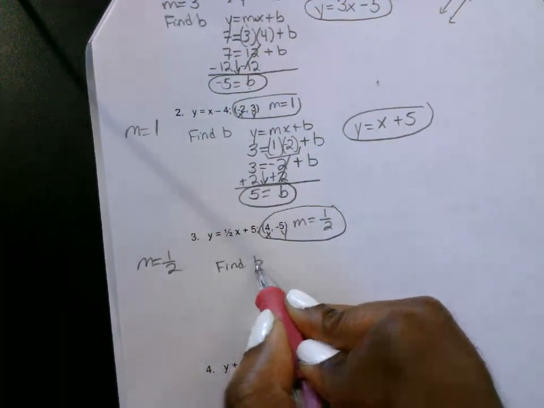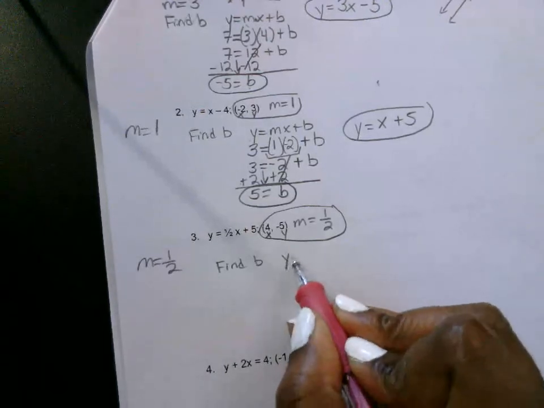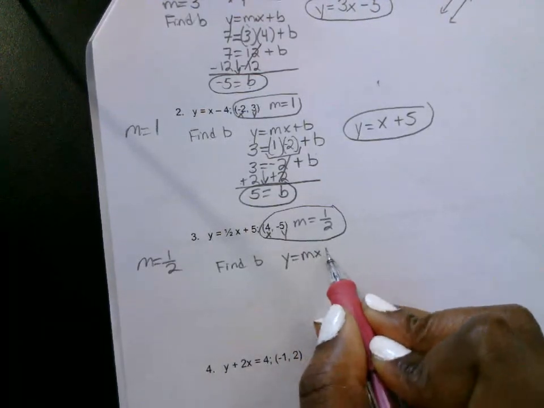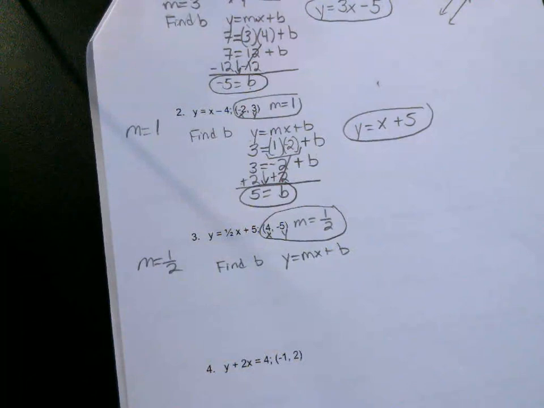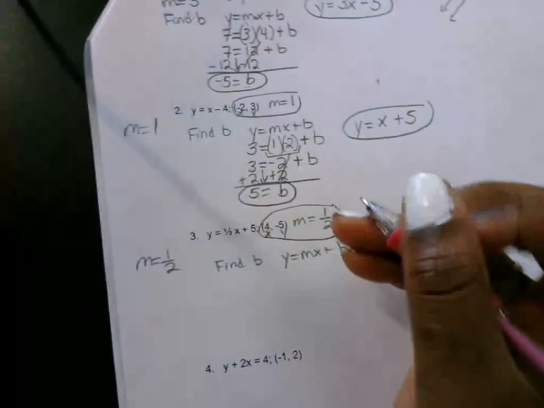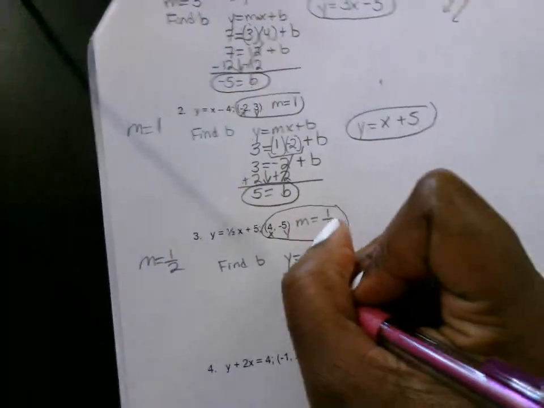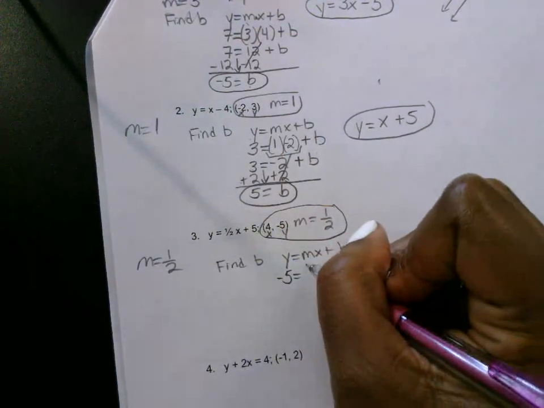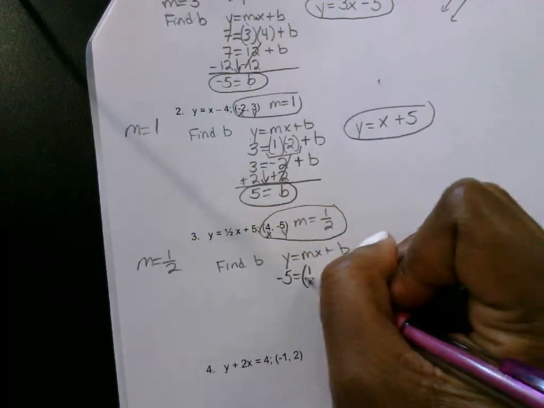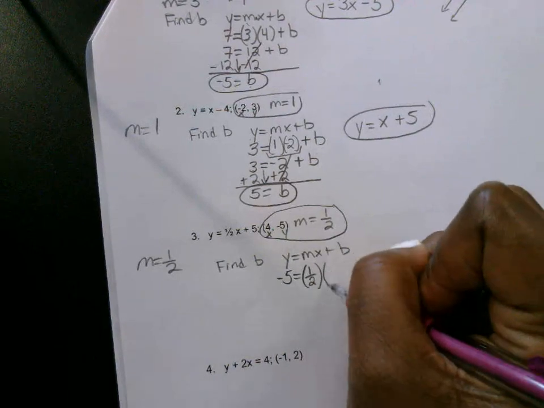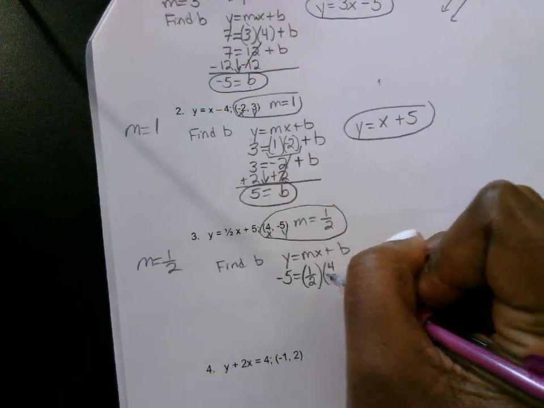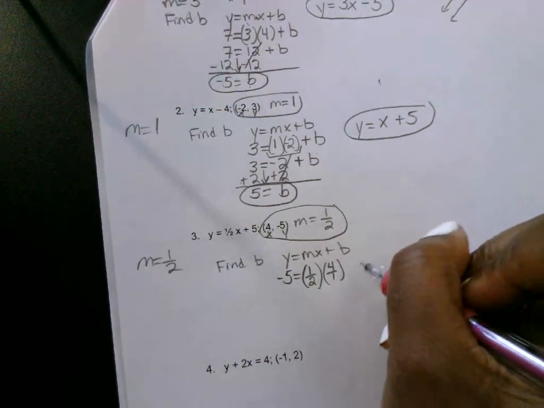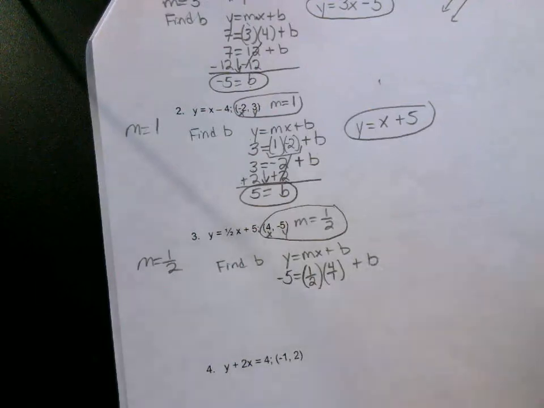Okay? We use the slope-intercept form, y equals mx plus b. And we're going to substitute the information that's given to find the b. So what number do we replace y with? -5. Good job. Bring down the equal. Then we replace m with 1/2, and we replace x with what? 4. And I can write 4 as a fraction by putting 4 over 1.